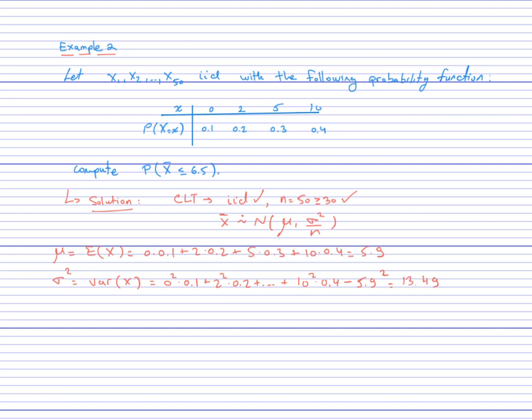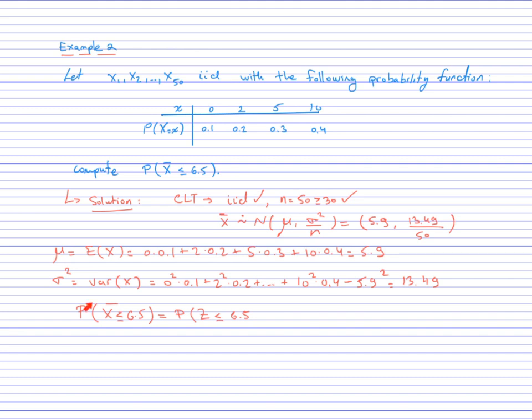Okay, now we want to compute the probability that the average is at most 6.5. By using the CLT, we can normalize it, meaning we take the value itself and subtract the expected value. So let me write here: the expected value is 5.9, and the variance of the average is 13.49 divided by the sample size, so in this case, 50.